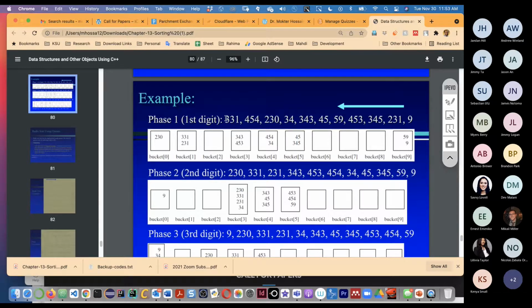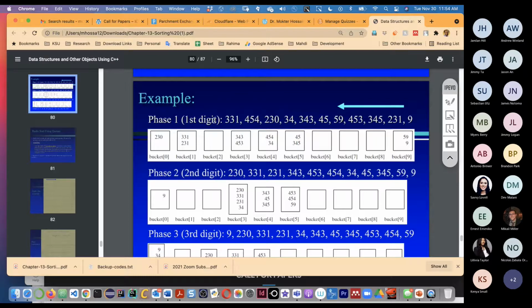For instance, we are given a set of integer numbers. All of these are integer numbers, and we think that maybe these are positive numbers. All of these are positive integer numbers. So the Radix sort algorithm says sort by digit.